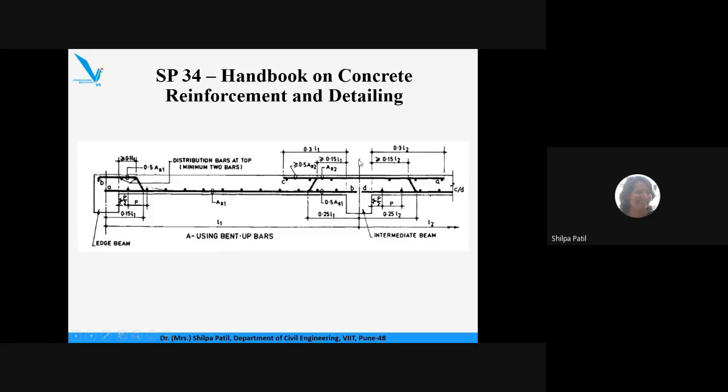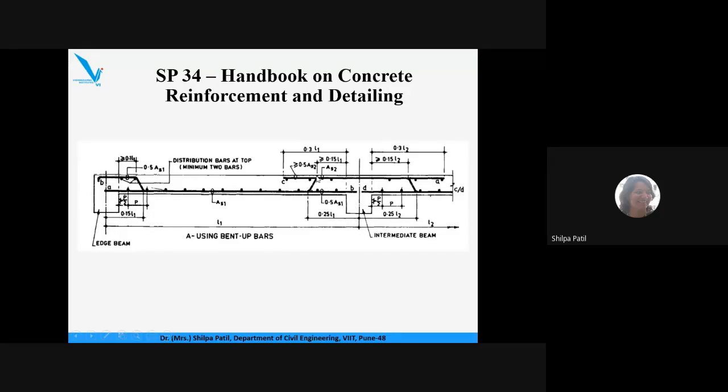What happens over a continuous support? This is very important. Over a continuous support, suppose this is slab S1 and this is slab S2. The 50% bars are bent again at a distance of 0.1. No, for continuous support, the distance is 0.25 L1 from the center of the support. For end support, the distance is 0.15 L1 from the center of the support, whereas for continuous support, the bending of the bar is done at a distance of 0.25 from the center of the support.